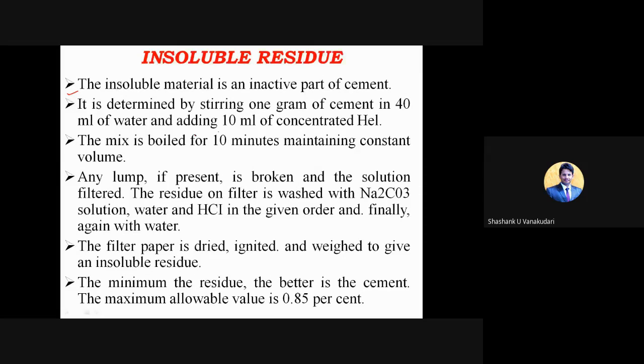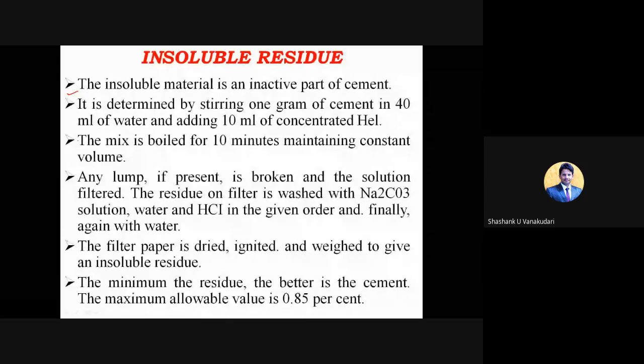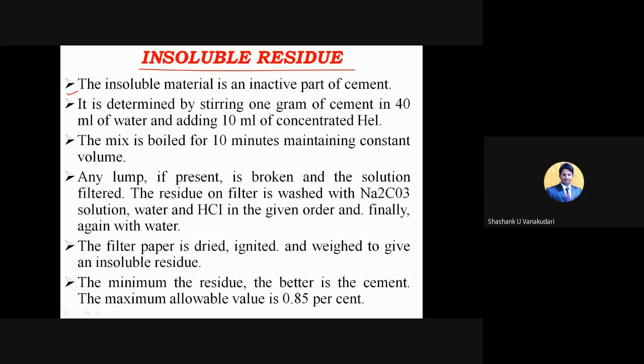So here it is determined by stirring 1 gram of cement in 40 ml of water by adding 10 ml of concentrated HCl. It is not HEL, it is HCl. So how should we find out this chemical property of the cement, that is the total content of insoluble residue? By stirring 1 gram of cement along with 40 ml of water and adding 10 ml of HCl. We'll take 40 ml of water, 10 ml of HCl, mix that thoroughly and then add 1 gram of cement to that.